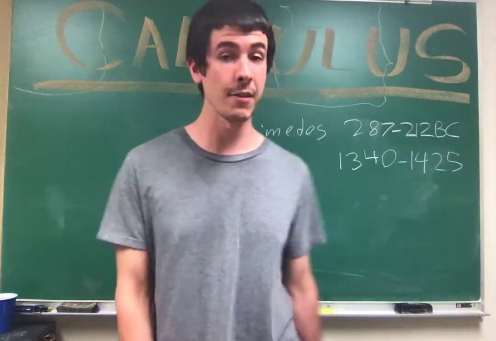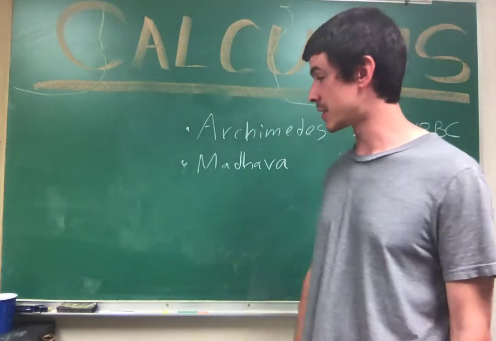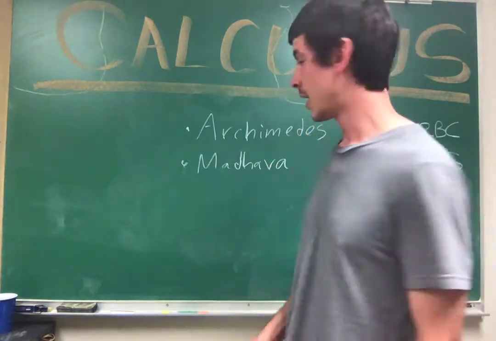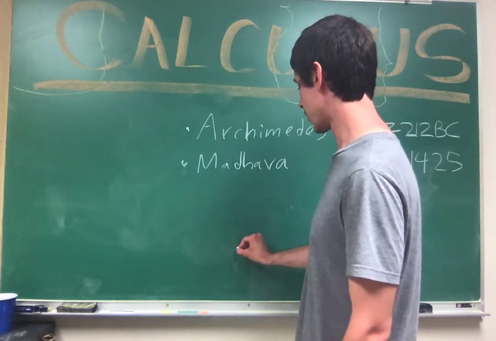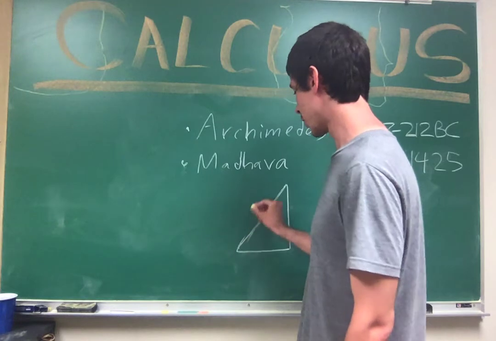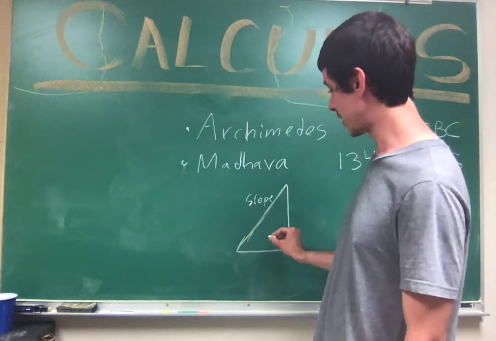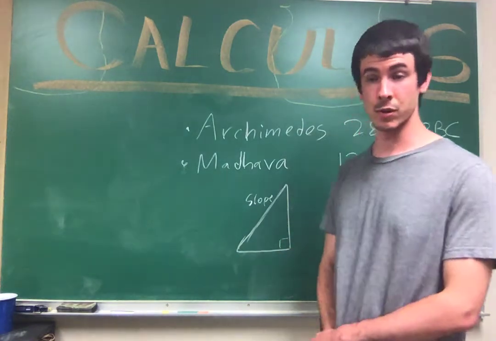And Madhava answered, among other things, a slightly more advanced question than just the area of a circle, which is the relationship between the slope of the hypotenuse of a right triangle to the angle.